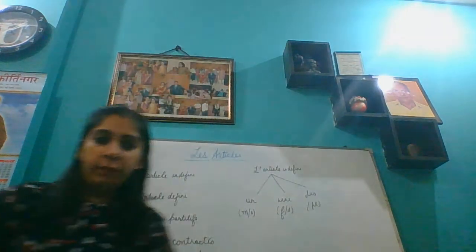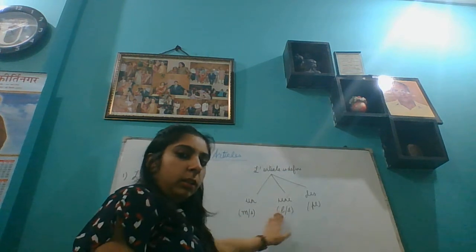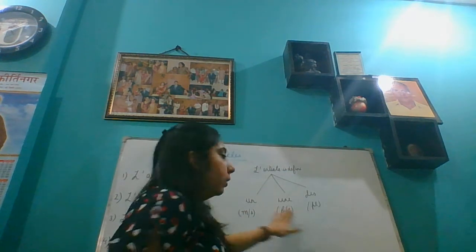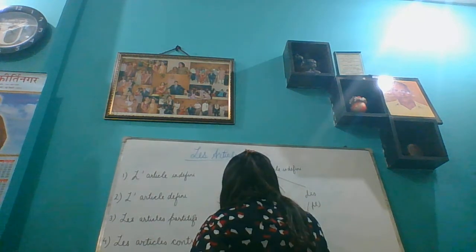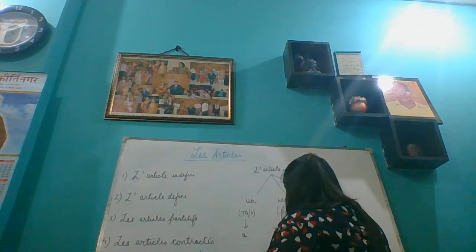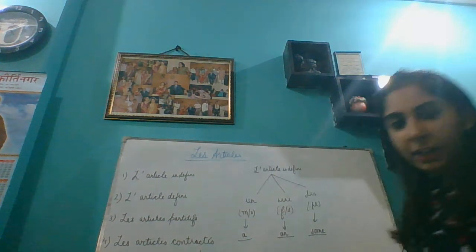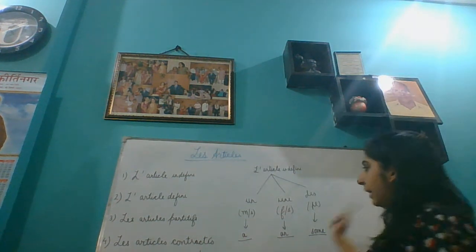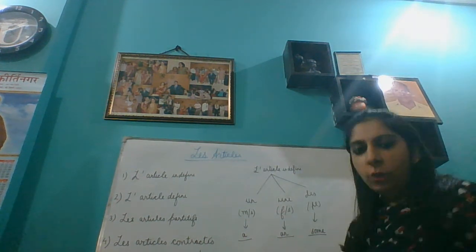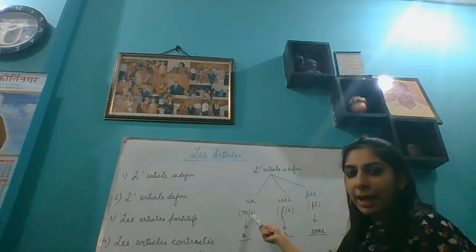Indefinite articles are of three types: un, une and des. Un is basically, if we translate to the literal meaning in English, a, une is a, and des is some. So it is somehow similar to the articles that we have in English.